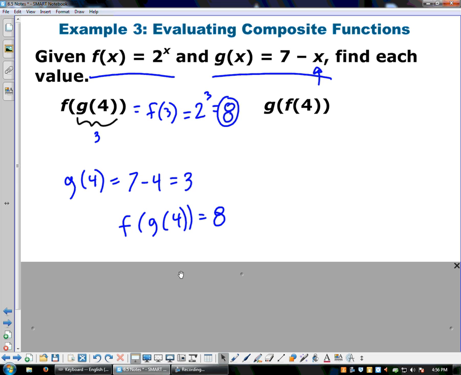Let's try our second example here. We have g of f of 4. Again, starting from the inside out, the first thing I need to find is f of 4.